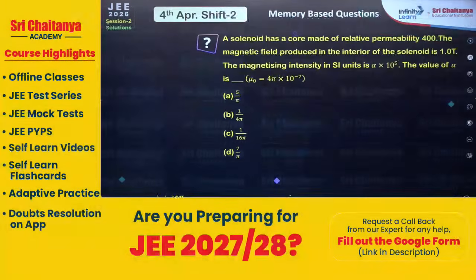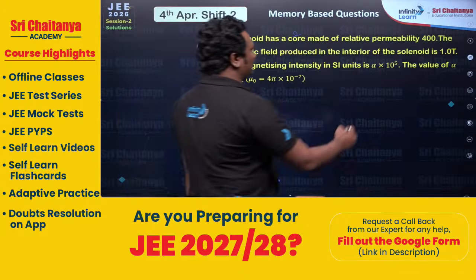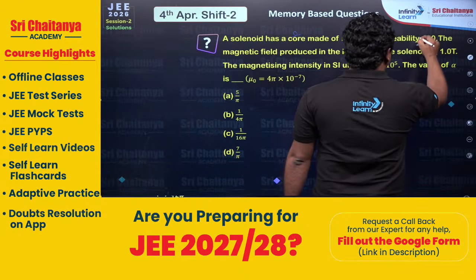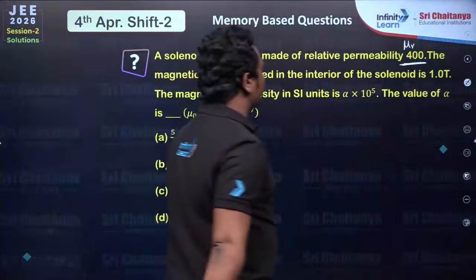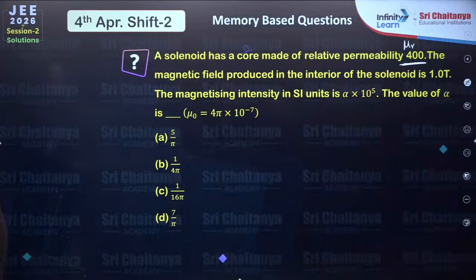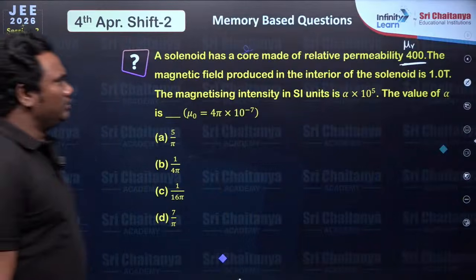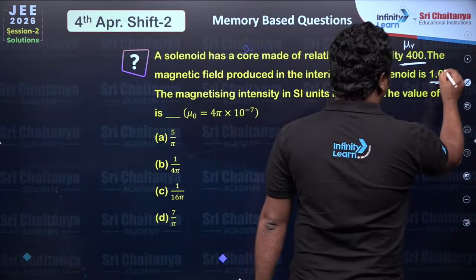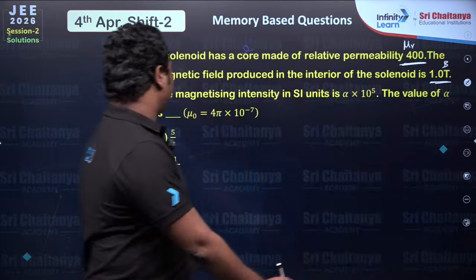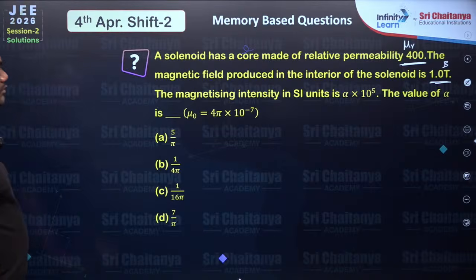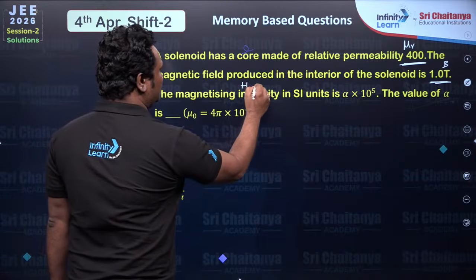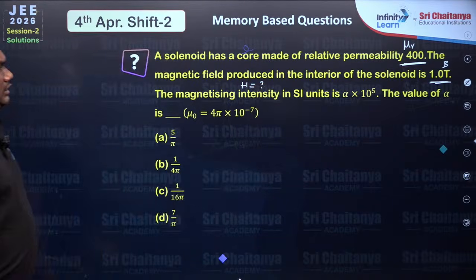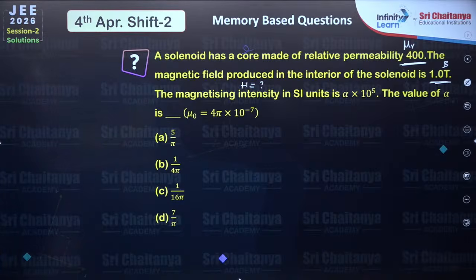Chalo, next question. A solenoid has a core made of material with relative permeability 400. The relative permeability mu r is given as 400. The magnetic field in the interior of the solenoid is 1 Tesla. The magnetizing intensity H in SI units is alpha into 10 power 5. The value of alpha is to be found, and mu naught is 4 pi into 10 power minus 7.